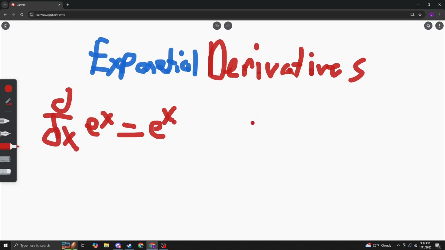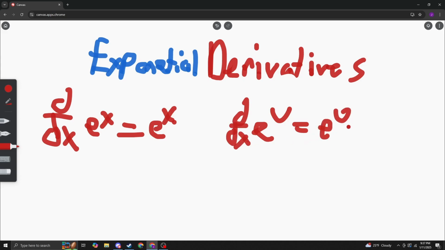And the derivative of e to any other term, we'll just say u, is equal to e to the u, just like before, but this time times the derivative of u. So it'll just be multiplied by its derivative.